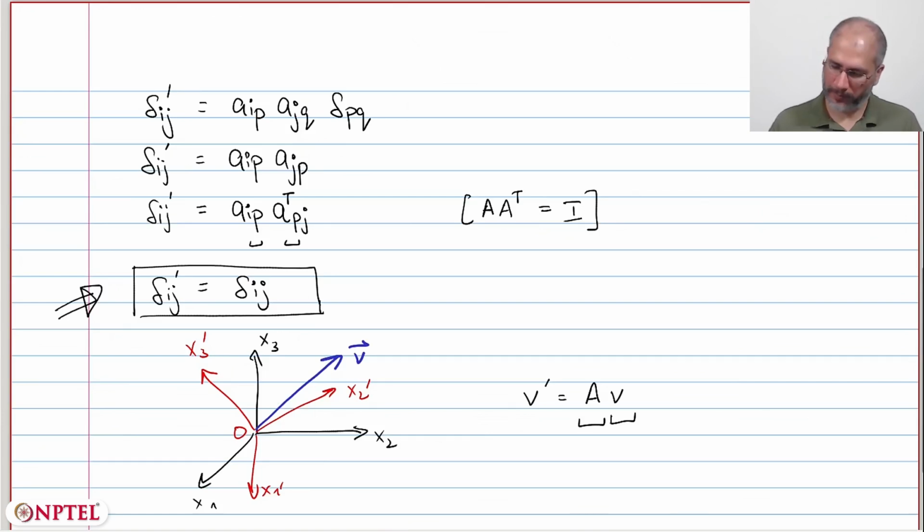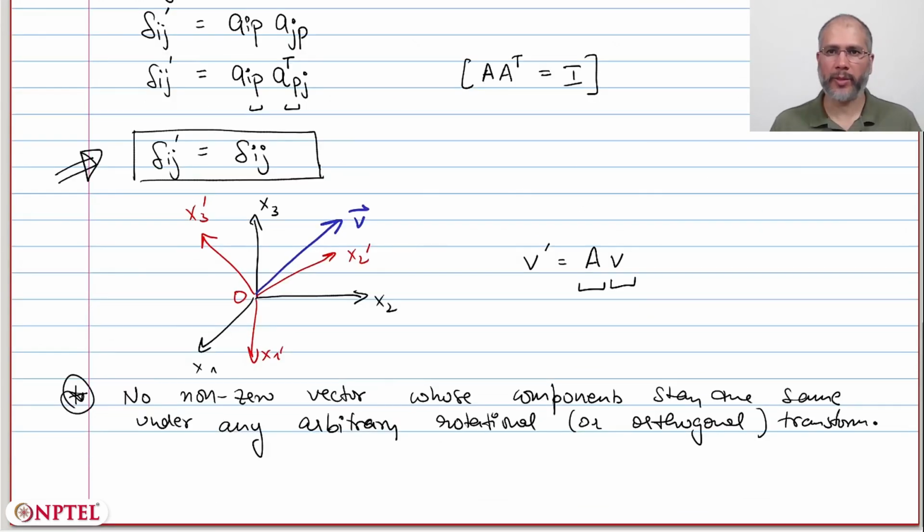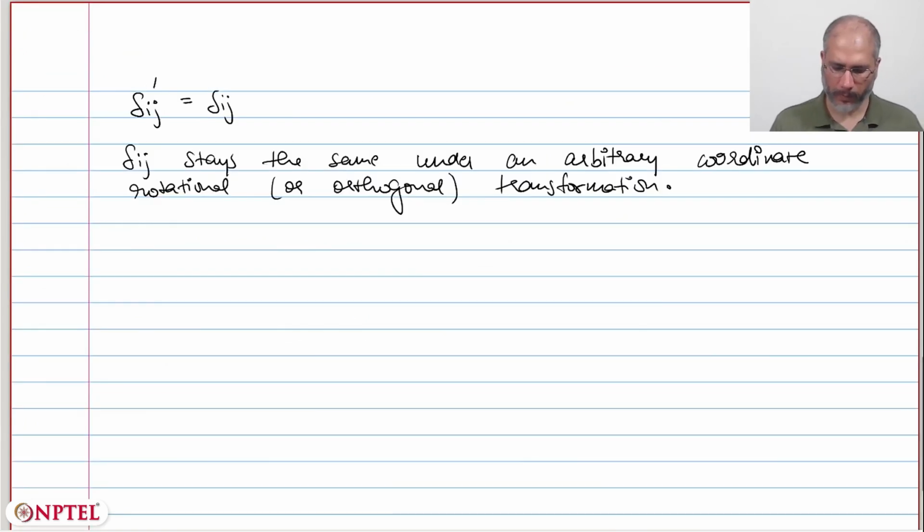So let's write it down. This is an interesting and important idea, that there is no first order tensor whose components stay the same under any arbitrary rotational or more generally orthogonal transformation. But we do have a second order tensor, and that is what we showed just now, that is Kronecker delta. Let me say that again, that delta ij stays the same under an arbitrary coordinate rotation or more generally orthogonal transformation. And this is a beautiful property.